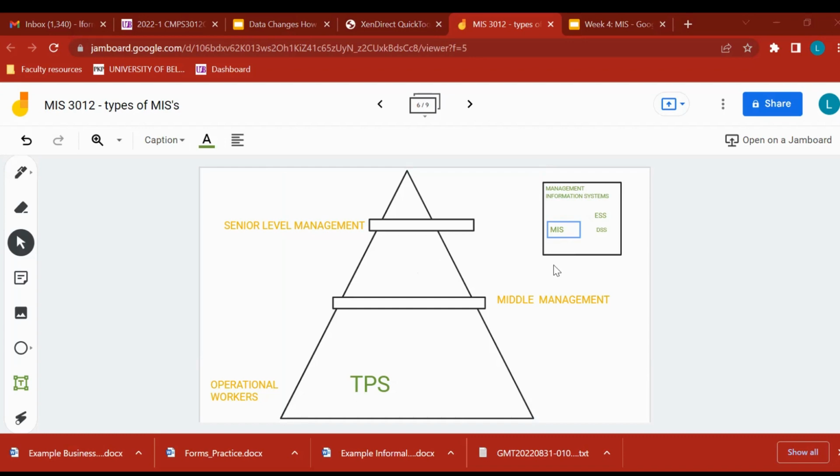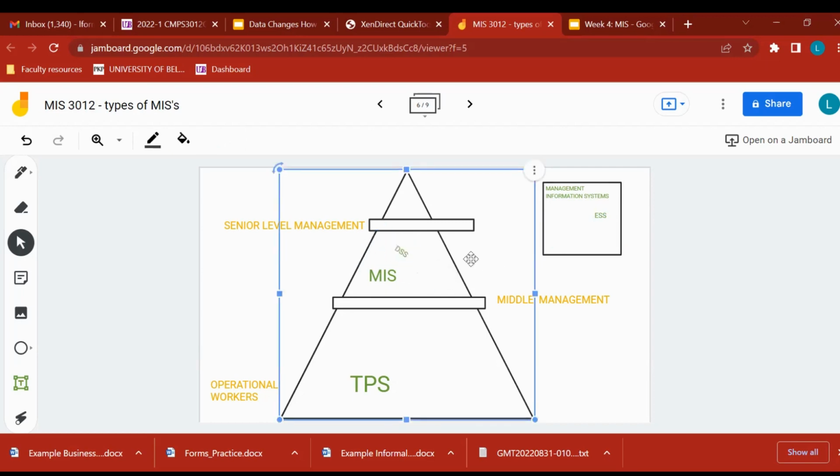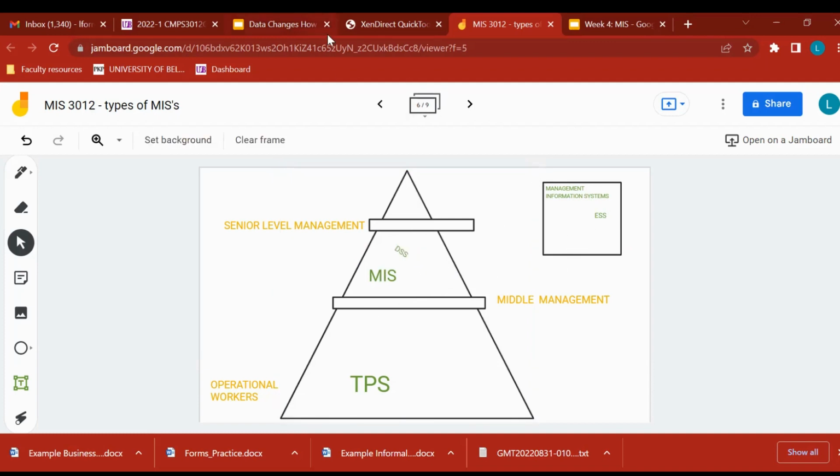Senior? Not quite. All right, so this one is actually for middle management. So there's two of them that go under middle management, and that's the MIS and the decision support system. All right, so you'll have to study them if you're going to be able to do your second forum, otherwise you won't be able to classify the type of information system you have.